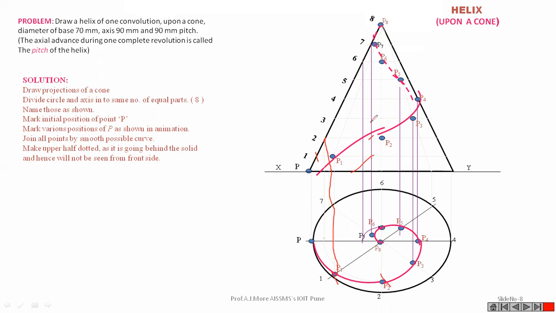Similarly, for the third point, take this distance in a compass from the center to the third projection line and mark it back on the third projection. Like this, you will get the points of the curve, and all the points you need to join. Like this, we can draw the curve in the top view. Very simple, but you need to do the practice.